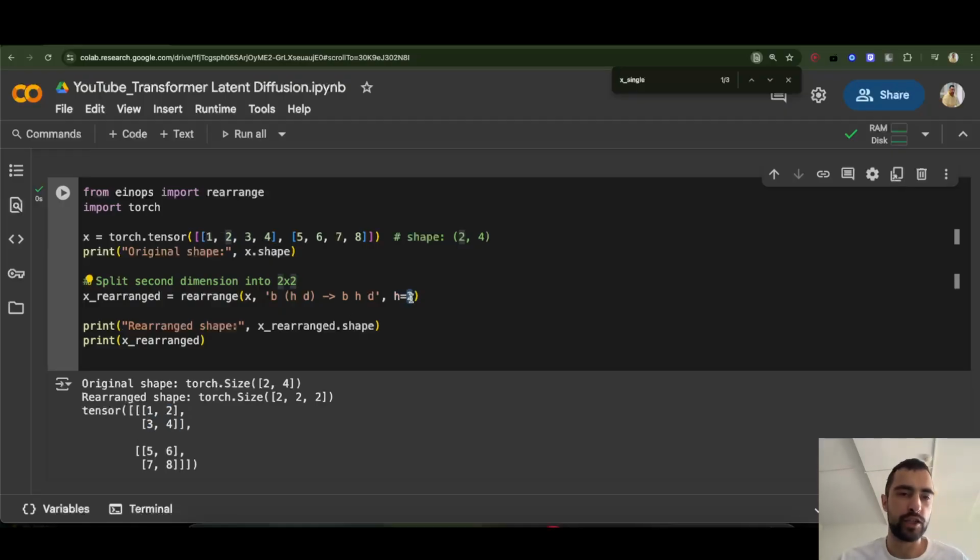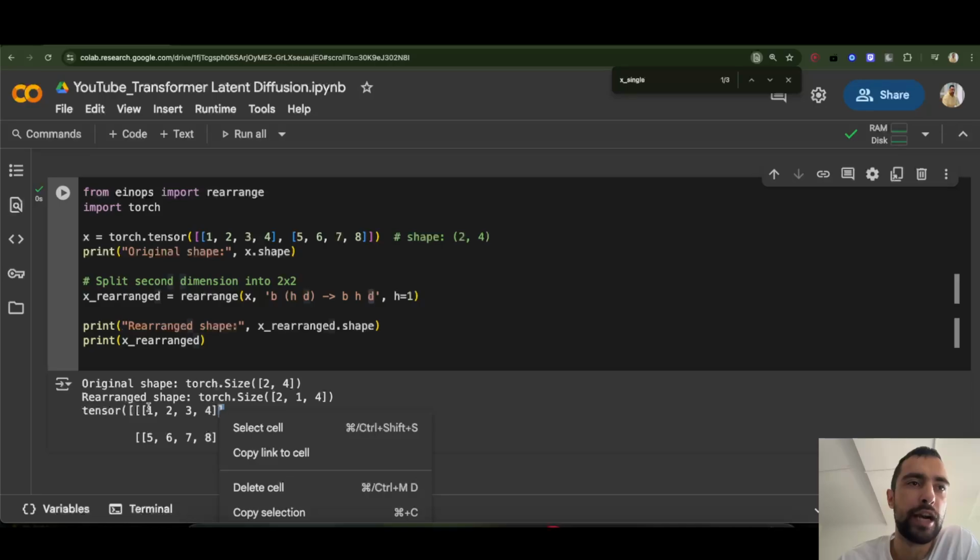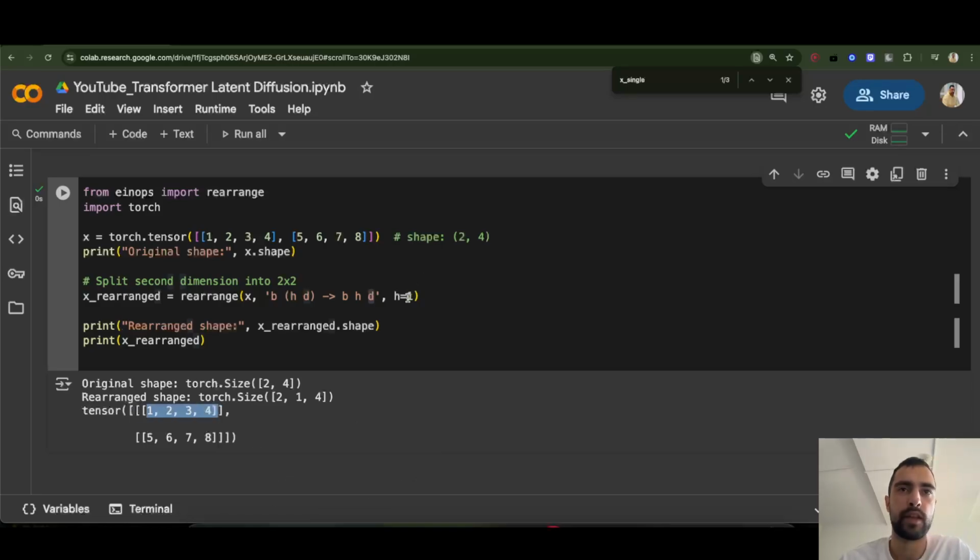If I say h is 1, then d will be 4. This is the inner dimension, and then h, the outer dimension, has just one element. If I say h is 4, then d has one element. So that's what this rearrange does.